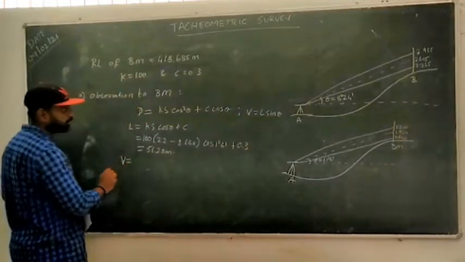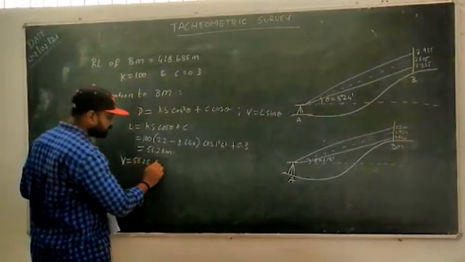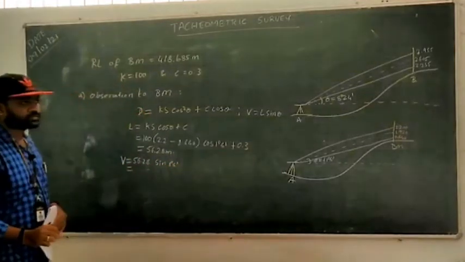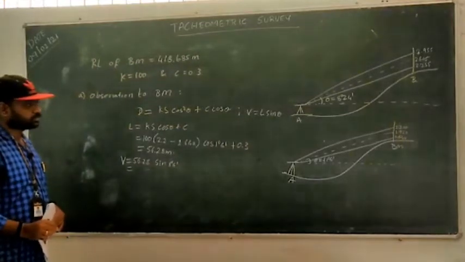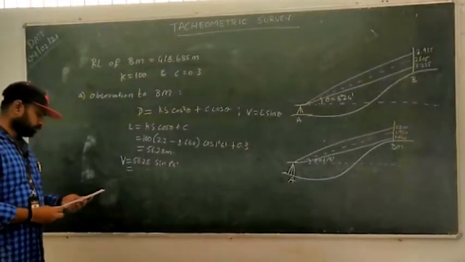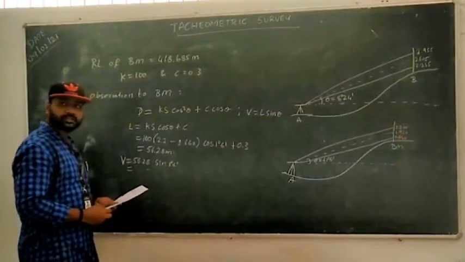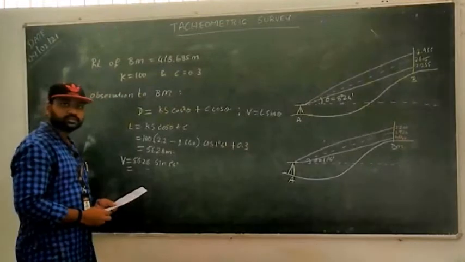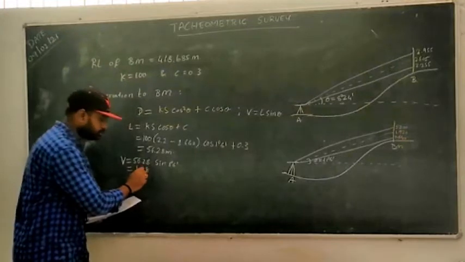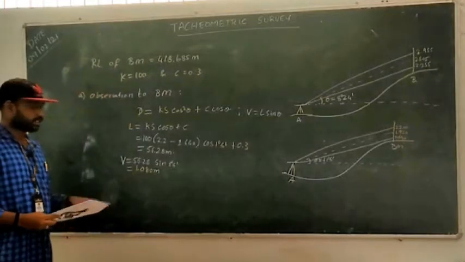So directly we get V. V is equal to L sin theta. L is 56.28, into sin theta, where theta is 1 degree 6 minute. So how much is V? Check it: 1.080 meters. So this is V.